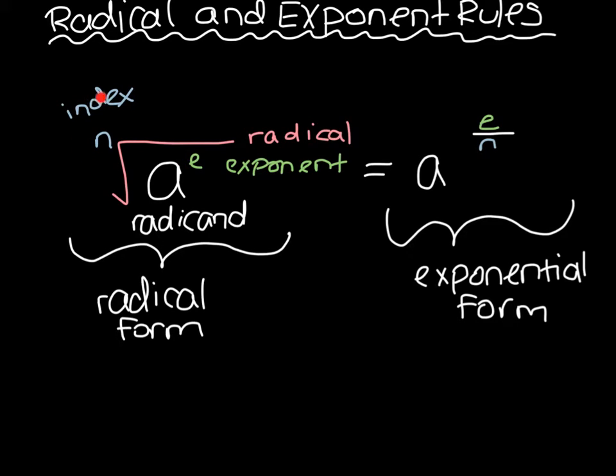Now, if you're taking the square root, there'll be nothing written here, but the smallest index that you can have is a 2. This is radical form. When changing it to exponential form, the radicand is basically the base. E is the exponent, the numerator of the fractional exponent. And n, the index, is the denominator of the fractional exponent.